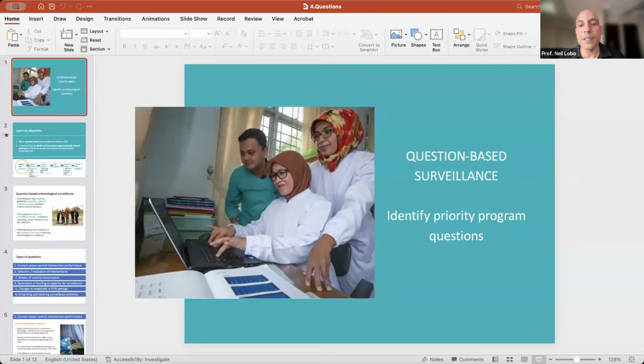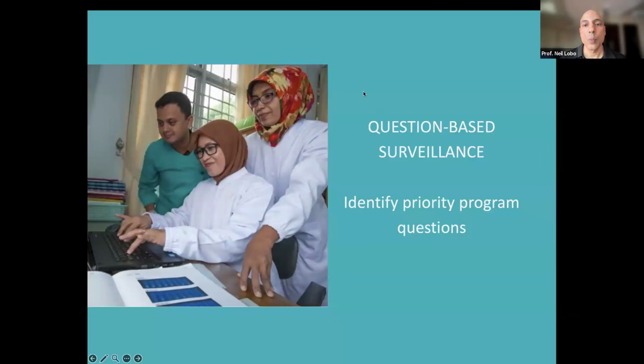The next set of slides is on question-based entomological surveillance. And that is sort of the first step in the ESPT, the first thing that we have to do when we are designing our entomological surveillance.